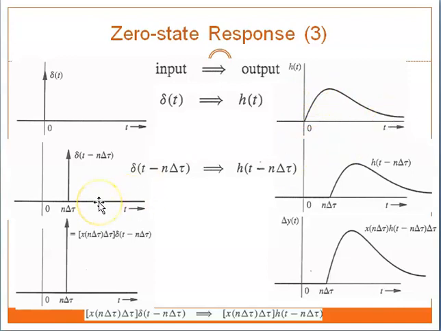The second figure is showing you that the impulse is occurring when t is equal to n delta t. That's why your impulse here is t minus n delta t. This will give you an output which also occurs when t is equal to n delta t. So it will start here.